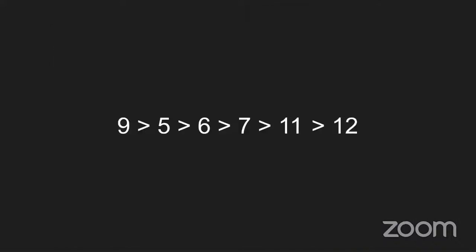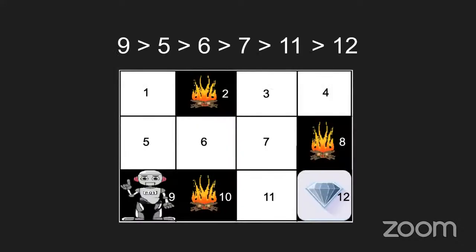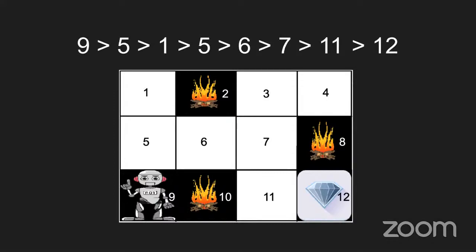Now, let's say the bot actually took the right path. It found the way, and the right way is 9 to 5, then 6, then 7, then 11, then 12. So let's say the bot went from 9 to 5, 5 to 6, 6 to 7, 7 to 11, 11 to 12. If it did this, this is the most optimal route for the bot to take, and it has actually achieved its objective, which is the diamond. If it did this, that's super. In reality, it may not do this. In reality, it might go from 9 to 5, 5 to 1, 1 to 5, and so on and so forth to the correct path.